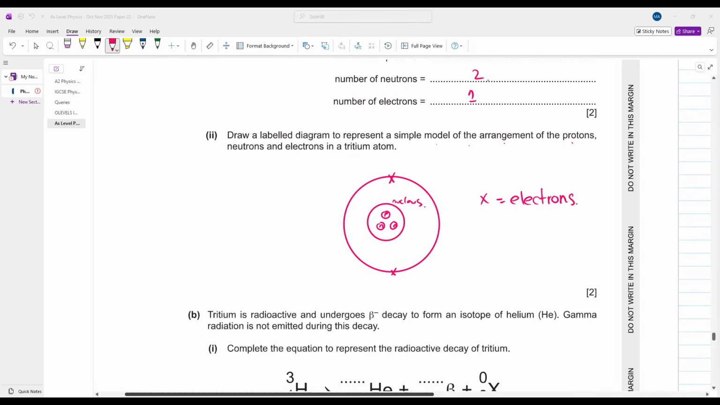Okay? Let's go. No, I think we have one electron. We made a mistake. Okay, we have one electron. Let's erase this, because it is one electron only. Okay, perfect.